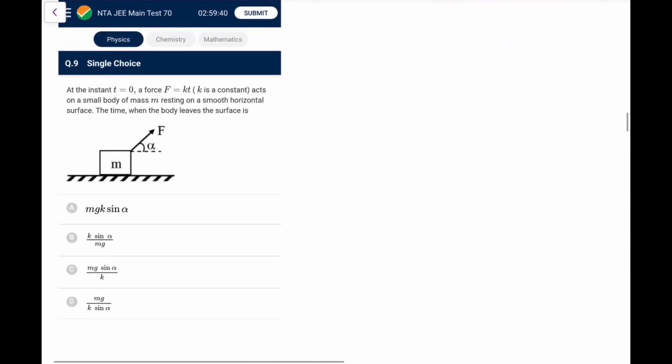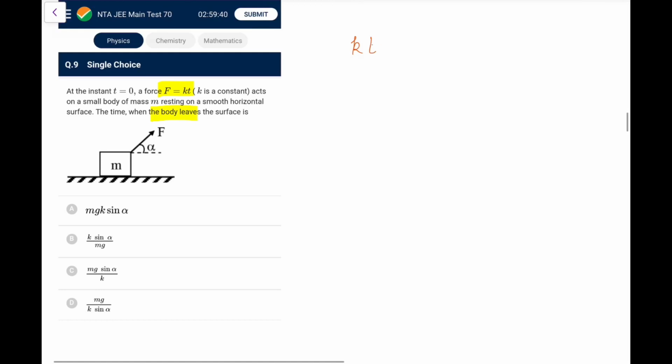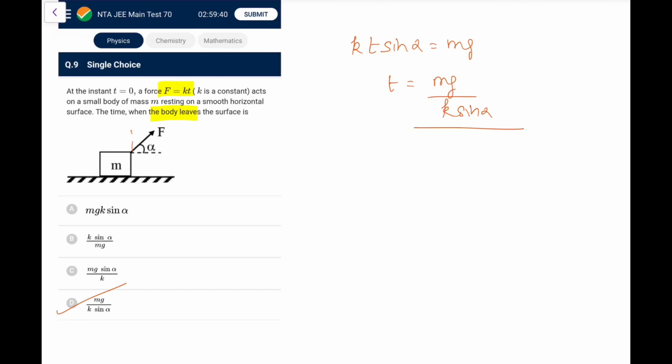Next one. At the instant t equal to 0, there is a force F equal to kt acting on a body of mass m resting on a smooth horizontal surface. Find the time when the body leaves the surface. For leaving the surface, we can say that kT sin alpha should be equal to mg. So T would be equal to mg upon k sin alpha. Because to lift up, the vertical component of this F should equal mg, so that the normal becomes 0. Lift up means normal should become 0. Next one.